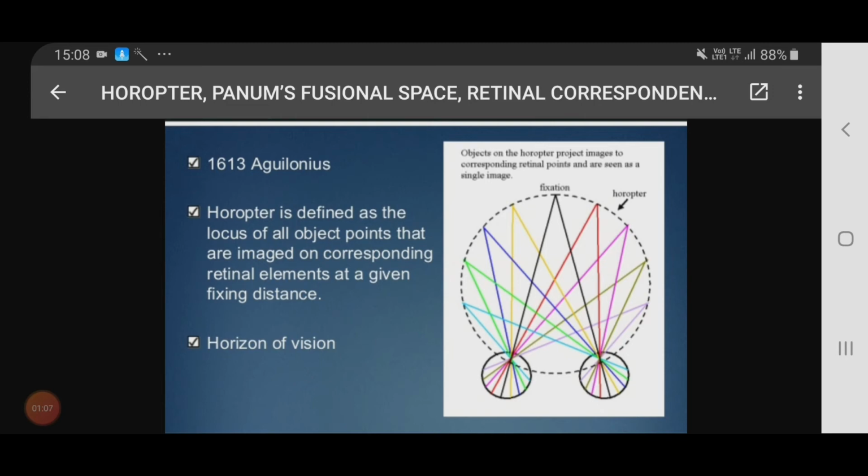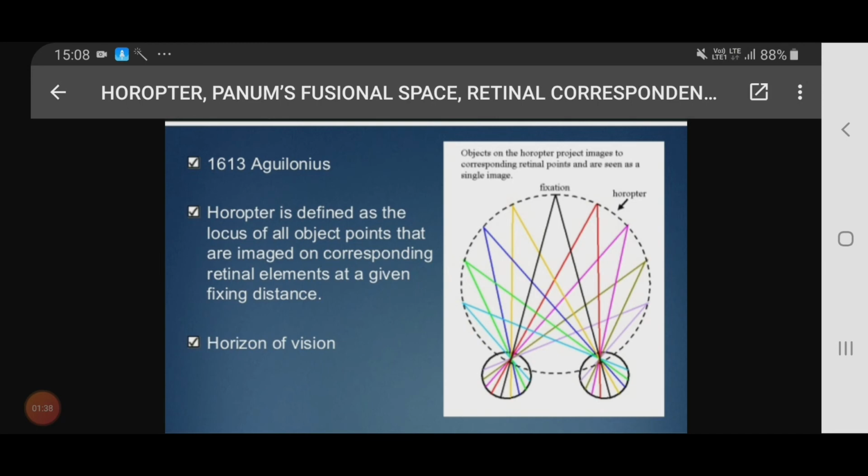So the locus of the Horopter is nothing but the locus of all these object points that are imaged on corresponding retinal elements at a given fixing distance. Means the locus is the sum total of all these object points which are imaged on the corresponding retinal elements at a given fixation distance. So that is a Horopter.